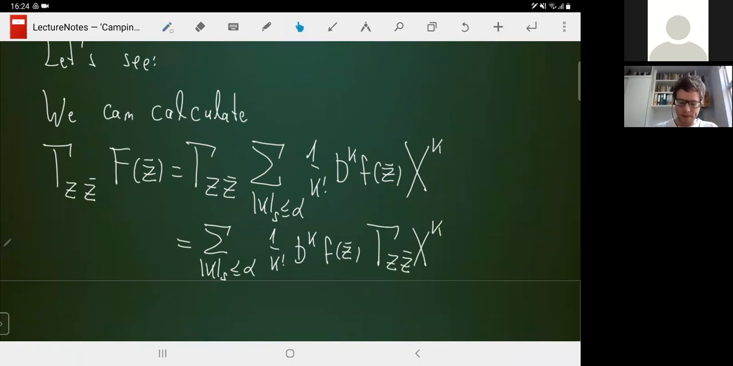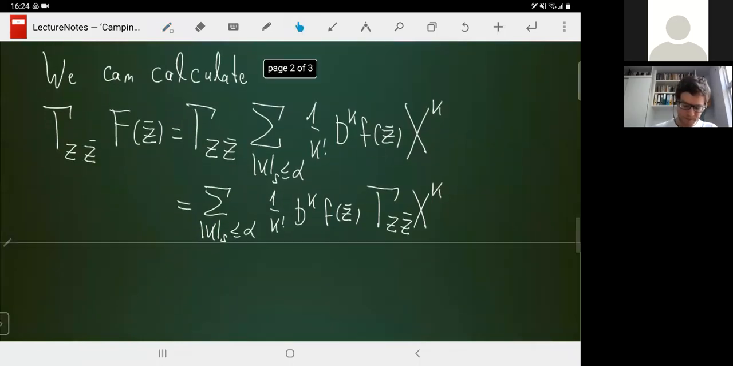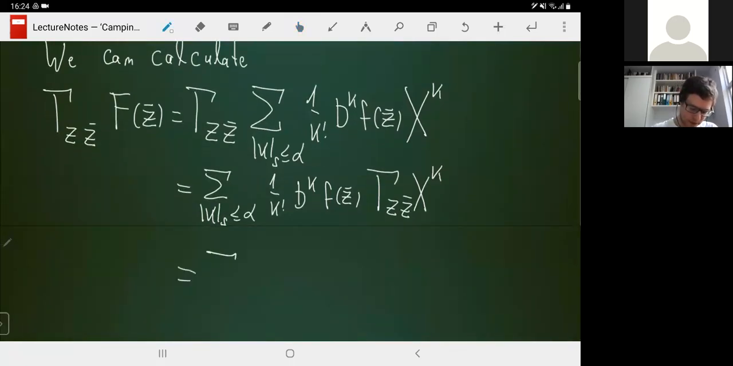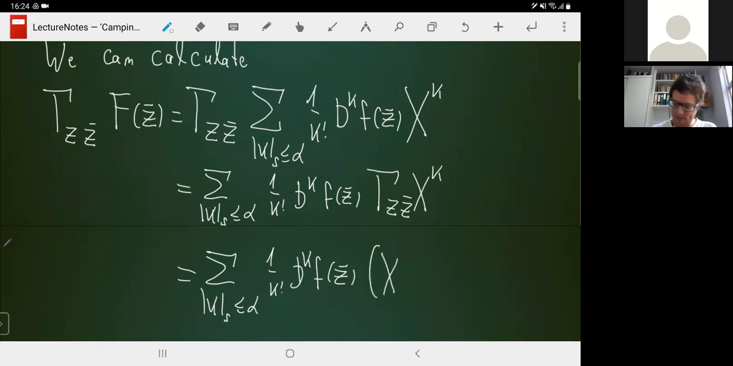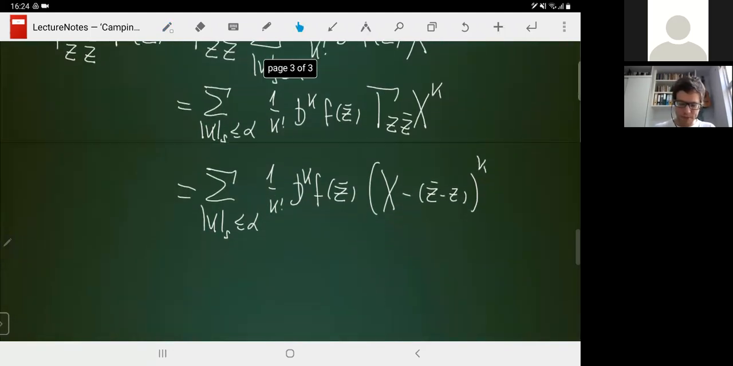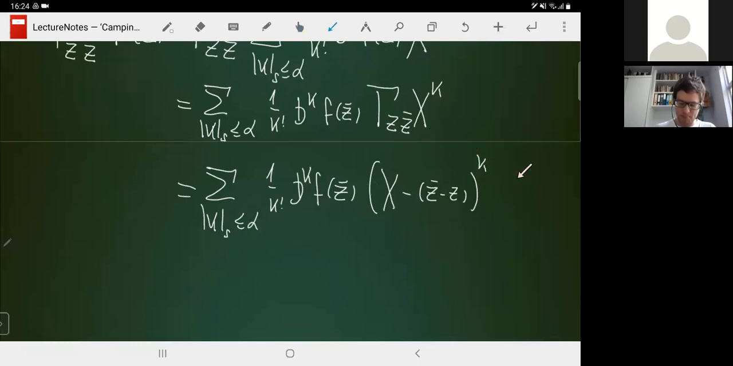So the next step is to apply the definition of gamma. That gives the sum over k less or equal than alpha of 1 over k factorial, D^k f of z bar, and now here x minus z bar minus z to the k. Okay, and so now the next step is to sum this out, to write more concretely what this is.